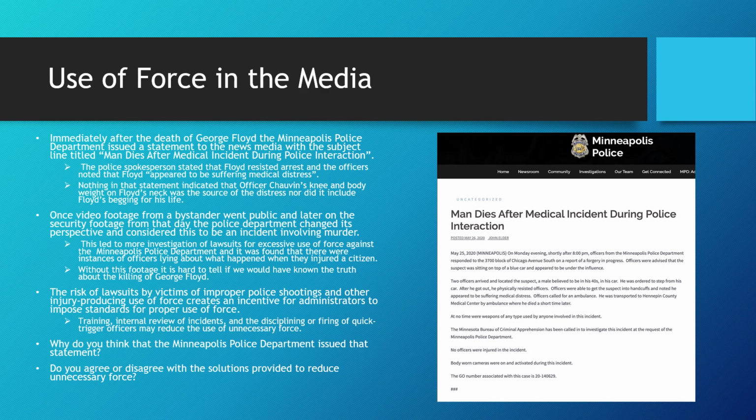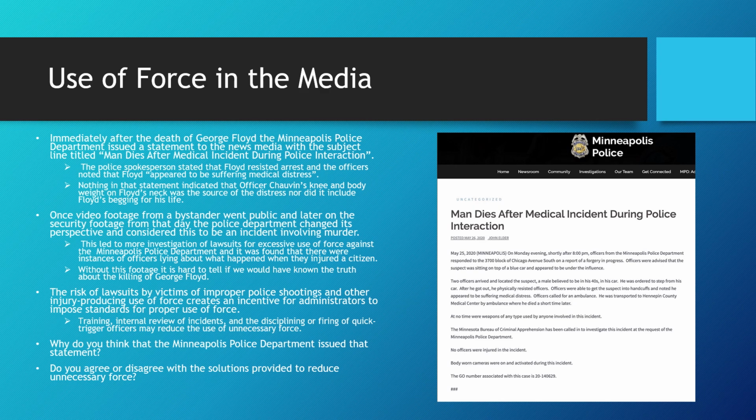This led to more investigation of lawsuits for excessive use of force against the Minneapolis Police Department, and it was found that there were instances of officers lying about what happened when they injured a citizen. Without this footage, it is hard to tell if we would have known the truth about the killing of George Floyd.